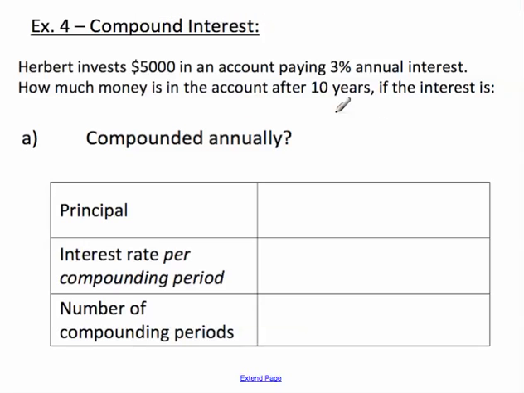Now, to answer that question, you have to understand what compounding means. Compounding essentially means paying you interest on your interest. If you invest $5,000 in an account and it pays 3% interest annually, compounded annually, that means at the end of 1 year, the bank looks at your $5,000 and pays you 3% of that. That goes into the account. Then, at the end of the second year, they look at the amount that's in your bank account at that point, which includes the original $5,000.